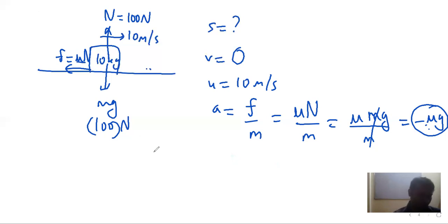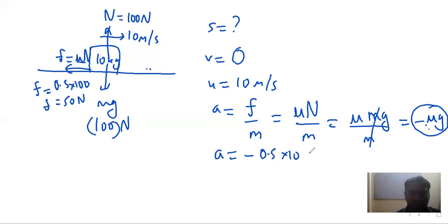What is the value of mu given in this question? In this question, we are given mu as 0.5. So 0.5 into mg, which is 100, gives 50 Newton. So friction force comes out to be 50 Newton. So acceleration is minus mu g, which is minus 0.5 into g, minus 5 meter per second square.